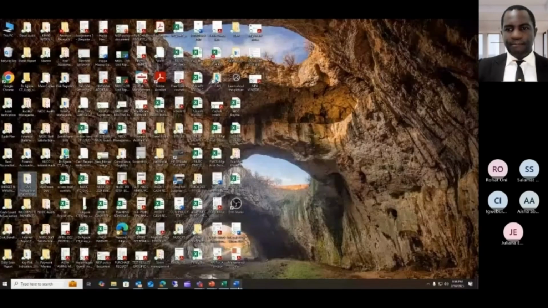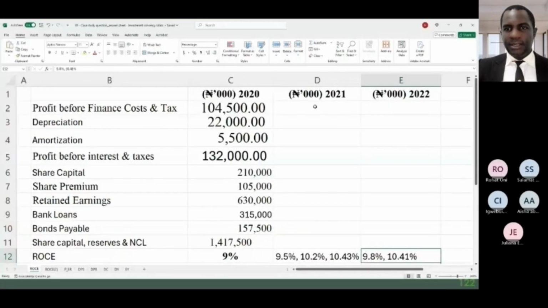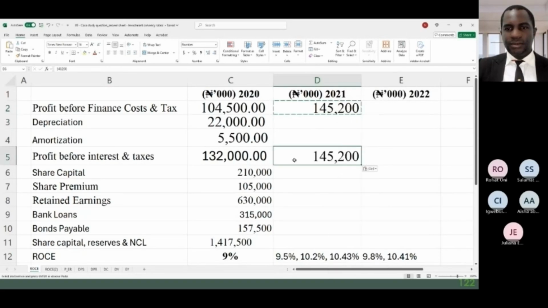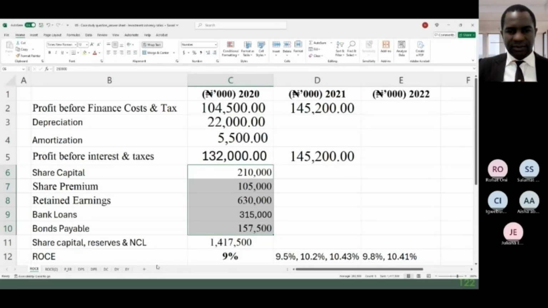Okay, so I'll just go and pick the figure. No need to pick the narration. So I have 145,200, and I come and add it here. So I'm just trying to format it as a normal page. Okay, so 145,200. No need to add depreciation and amortization since we picked the figures themselves. Okay, so let's go for the share capital, premium, retained earnings, bank loan, and payable. Pick 5 of the figures.